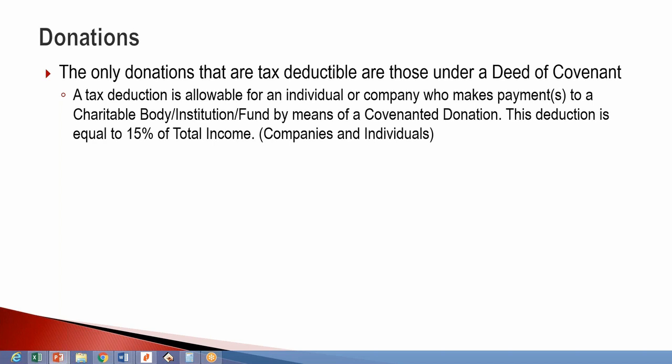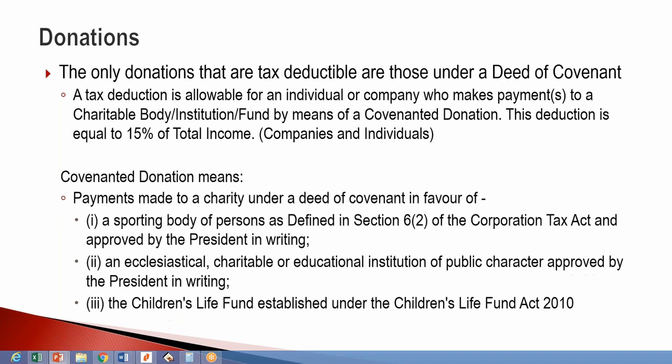How do we do this? If you look at an organization such as Habitat for Humanity that builds houses for people, you can go to them and get a deed of covenant. There are some churches where you pay tithes, and you can get the church to give you a deed of covenant statement at the end of a year because they are a registered charity. You can get it registered, pay an amount of money in your tithes through your deed of covenant, and relieve yourself of some tax exposure.